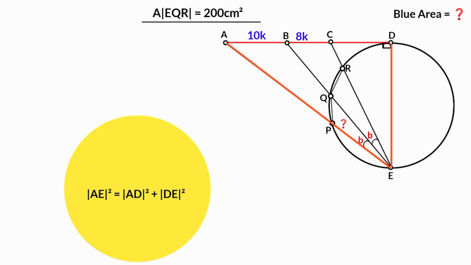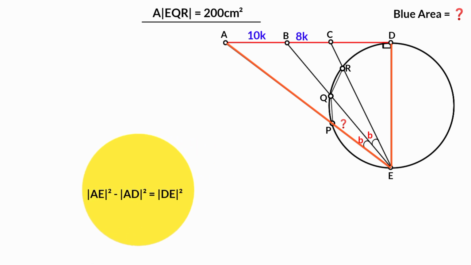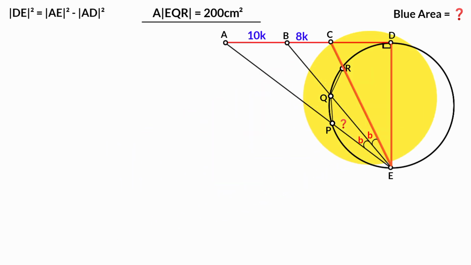We subtract line AD squared from both sides. Here line AD squared minus line AD squared is 0. So line AE squared minus line AD squared equal to line DE squared. If we transpose, now line DE squared equal to line AE squared minus line AD squared. We keep it aside. Come to this triangle CDE.